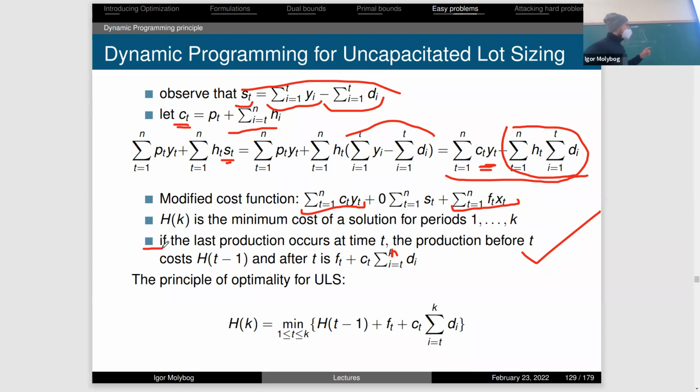Therefore, we are saying that the total cost is going to be the cost for the first t minus one time periods, h of t minus one, plus the amount of resources ft for the setup of the production line, plus ct times the amount that we will consume after the time step t in total, which is the amount that we will have to produce here.